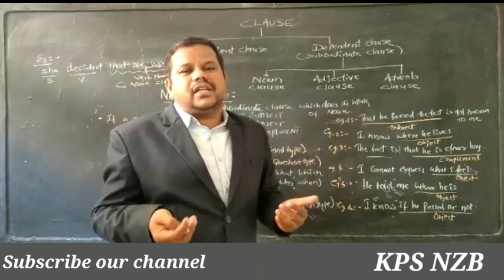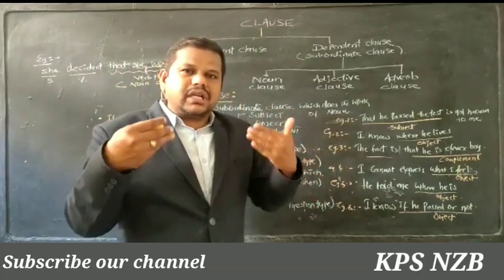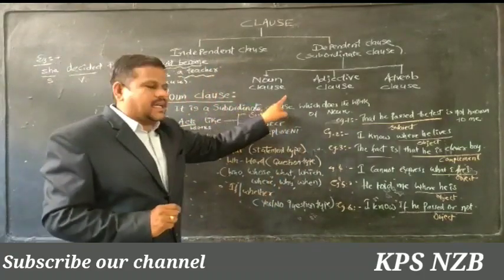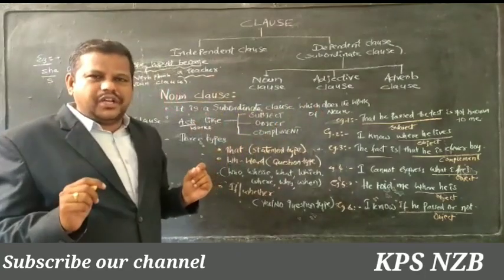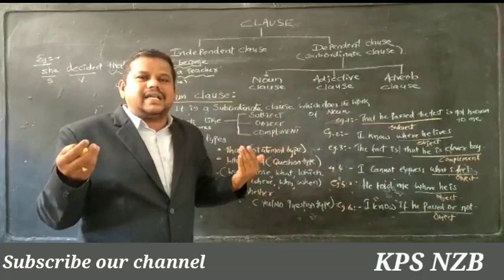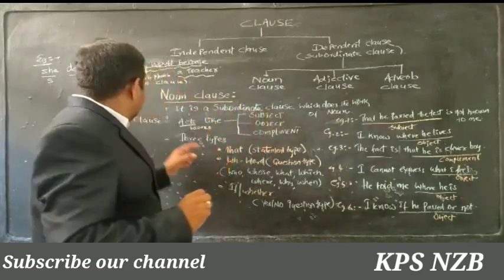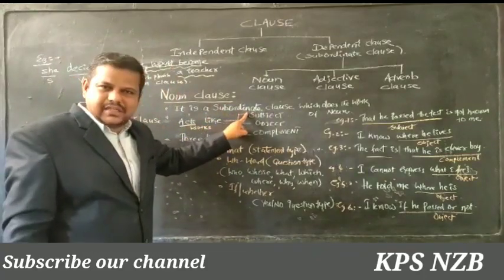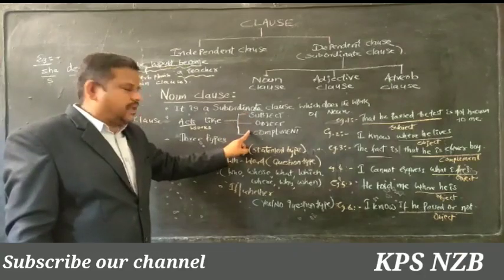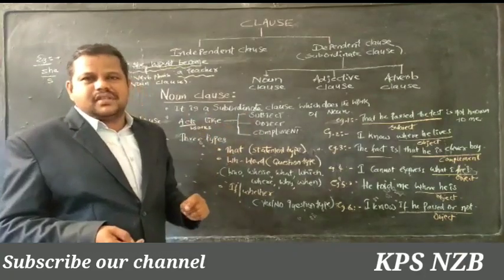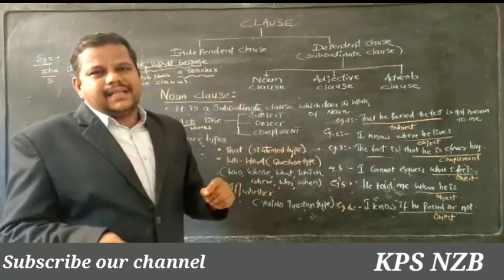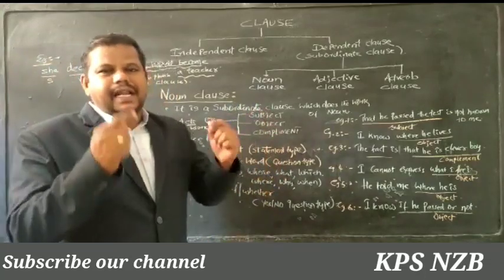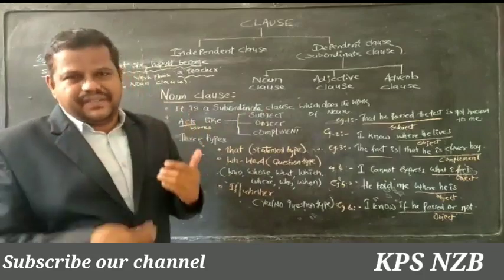If I want to tell you very clearly what noun classes are and what the different types of rules are, we'll see now. A noun class is a subordinate class which does the work of a noun. When you say a subordinate class, it is going to do the work of a noun. It may be a subject, it may be an object, and it can be a complement. In the sentence, when you are seeing noun classes, it can act like a subject, it can act like an object, and it can act like a complement.